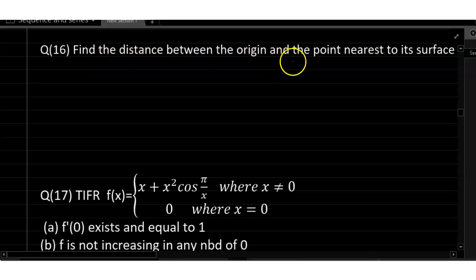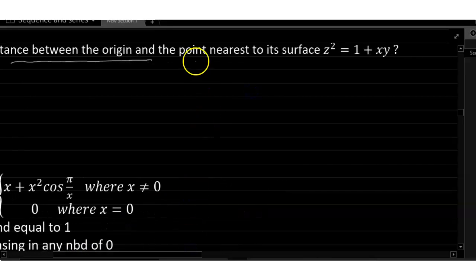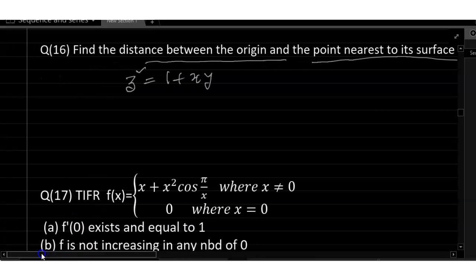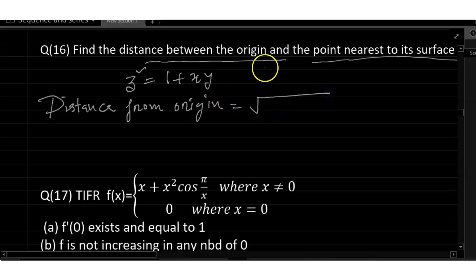Next, find the distance between the origin and the point nearest to its surface z square equals 1 plus xy. The distance from the origin to the point P equals (x, y, z).